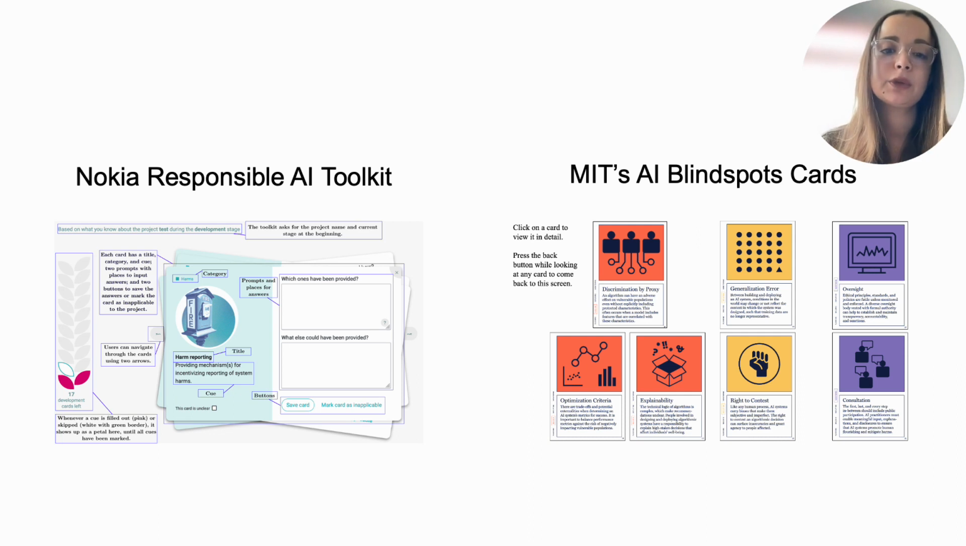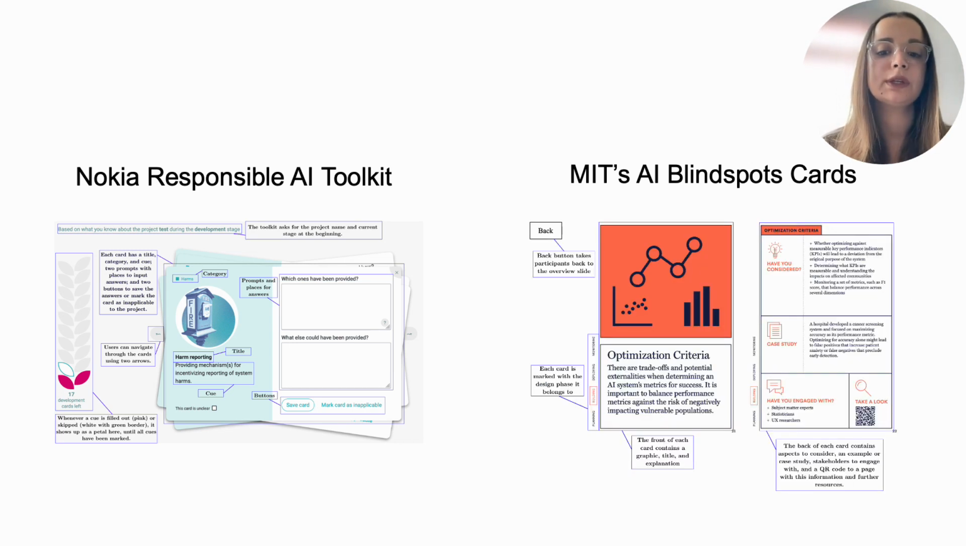The MIT blind spot cards are originally a deck of cards provided as a PDF, but to increase interactivity and therefore comparability with the Nokia RAI toolkit, we converted this to a PowerPoint presentation where the first slide shows an overview of all the cards, and once you click on a card, it shows a more detailed view of the front and back of that card.